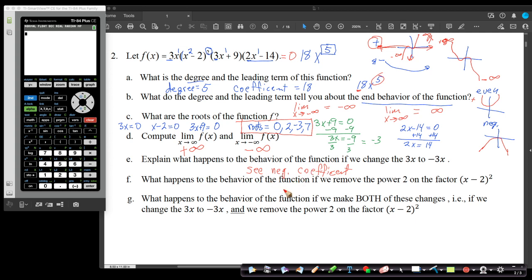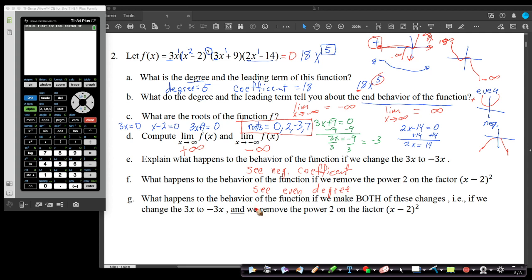Explanation. What happens to the behavior of the function if we remove the power 2 on the factor? Well, if we remove the power 2, then it would only be to the 4th power. It would be even, and again, we've talked about that, so maybe I should have just left it off here, but my way is, okay, there's really just these 4 things we need to look at. Odd functions behave in these two ways, even functions behave in these two ways. So, see even degree.